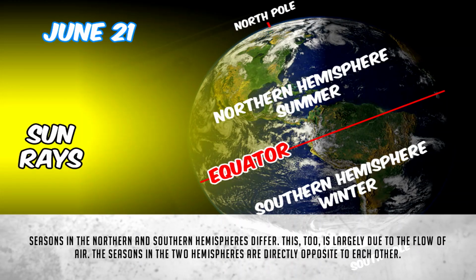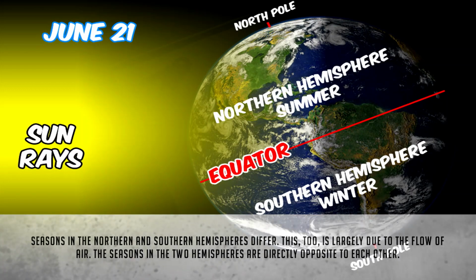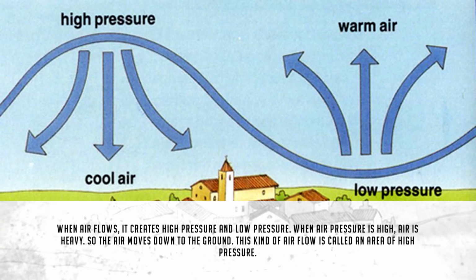Seasons in the northern and southern hemispheres differ. This too is largely due to the flow of air. The seasons in the two hemispheres are directly opposite to each other.